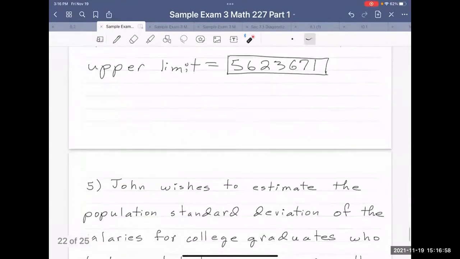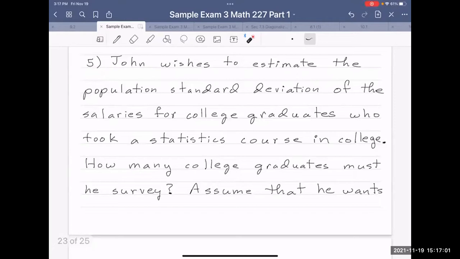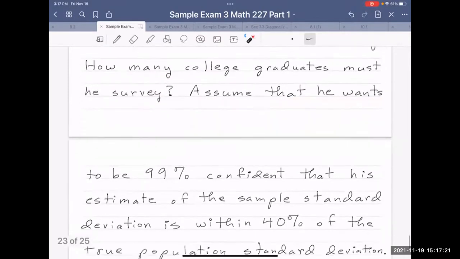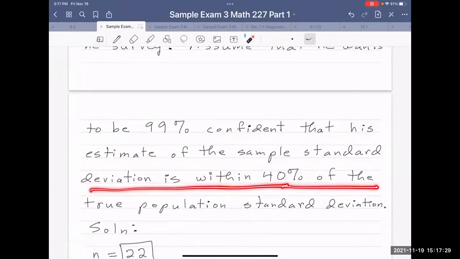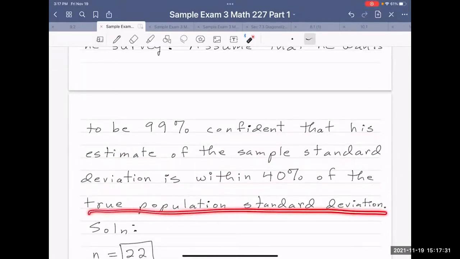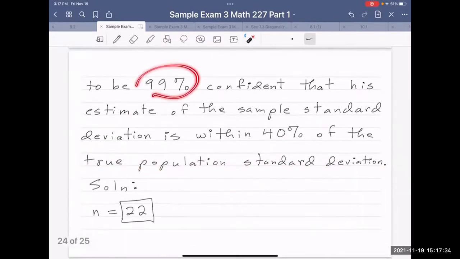Okay. Problem number 7. John wishes to estimate the population standard deviation of the salaries for college graduates who took a statistics course in college. How many college graduates must he survey? Assume he wants to be 99% confident that his estimate of the sample standard deviation is within 40% of the true population standard deviation.